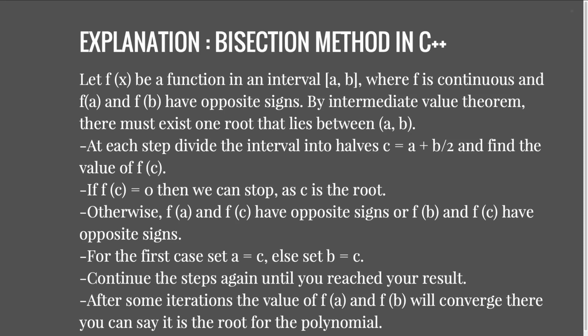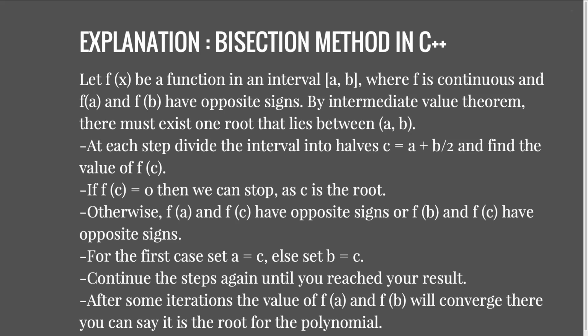Okay, so let's look at the method. Let's suppose that f of x is a continuous function in an interval from a to b. And let's suppose that f of a and f of b have opposite signs. Then, by the intermediate value theorem, we know that there must exist at least one root that lies between a and b.